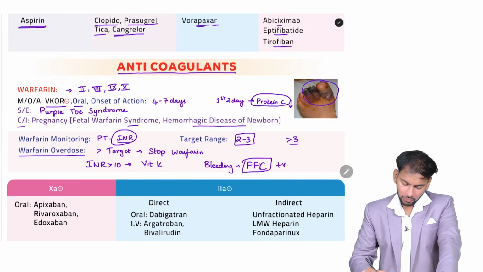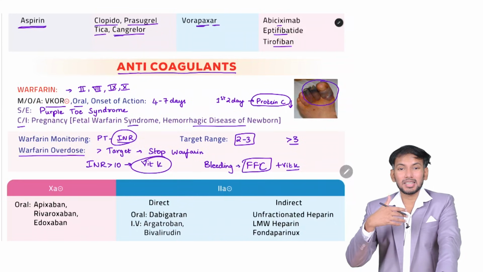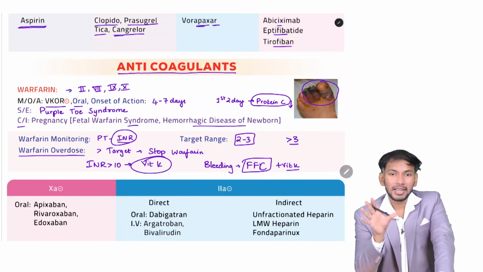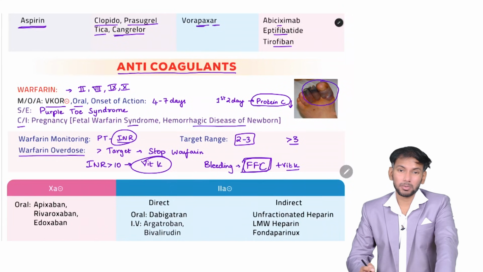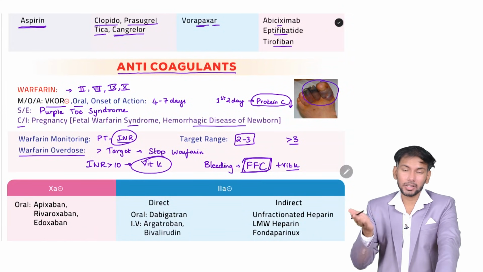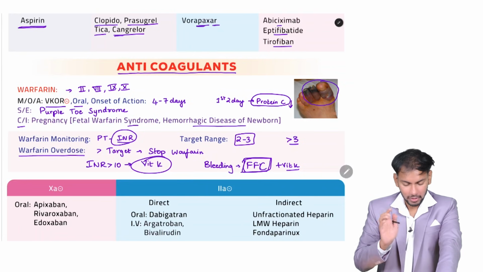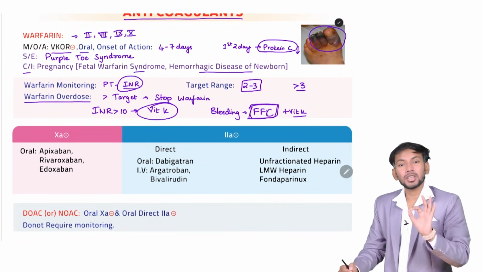Along with this, you also give vitamin K. Why? Because the vitamin K effect will take some time. Yes, when there is bleeding, you have to give already activated factors. Those are 4-factor complex. So this is what the textbook is saying. When the INR is more than 10, you give vitamin K. But if there is bleeding, you have to give 4-factor complex as well. So this is about warfarin. In anticoagulants, we are finished with warfarin.